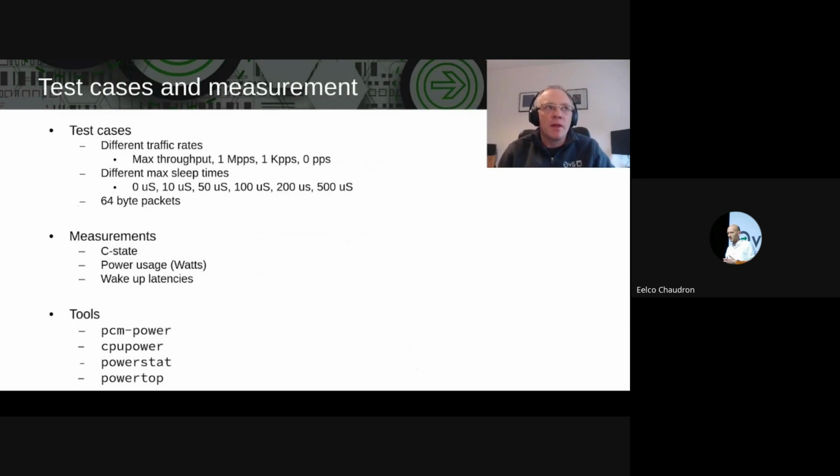So what do we want to test and what do we want to measure? We want to measure what would happen with the different traffic rates. So max throughput, and it doesn't matter what that is, but the point is that when the PMD thread looks for packets from any of the NICs, there will be an abundant amount of packets there. So it'll always get 32 packets in the batch because we're sending it as fast as the system can handle. We'll try with 1 million packets per second, we'll try with 1,000 packets per second, and we'll try with 0 packets per second.